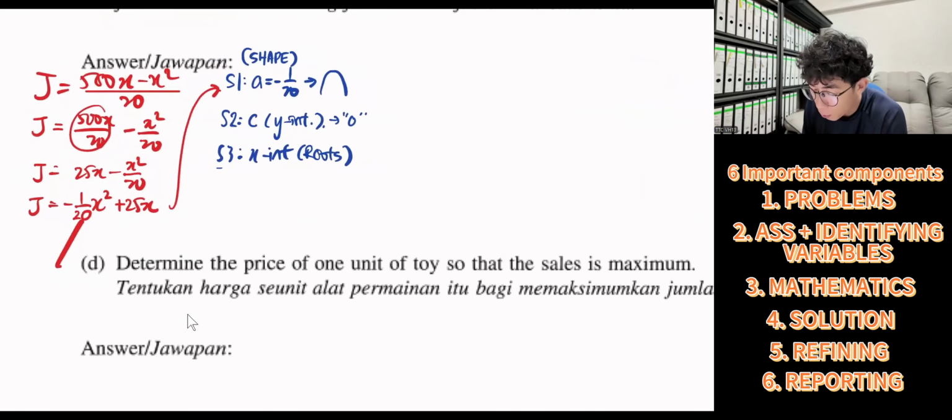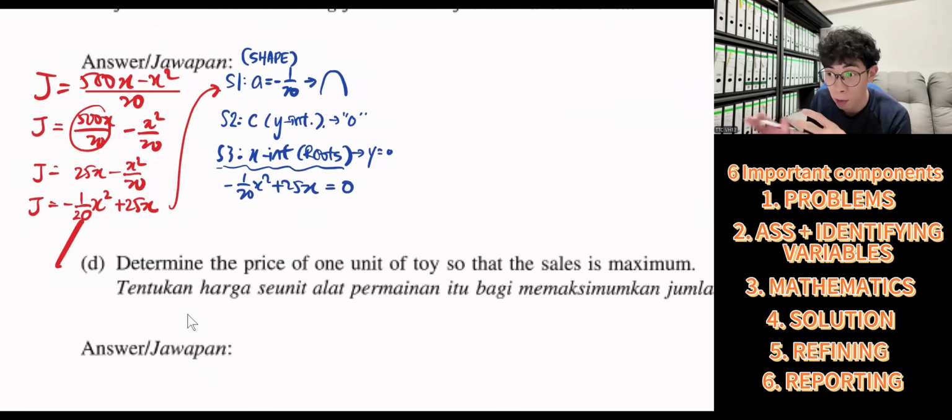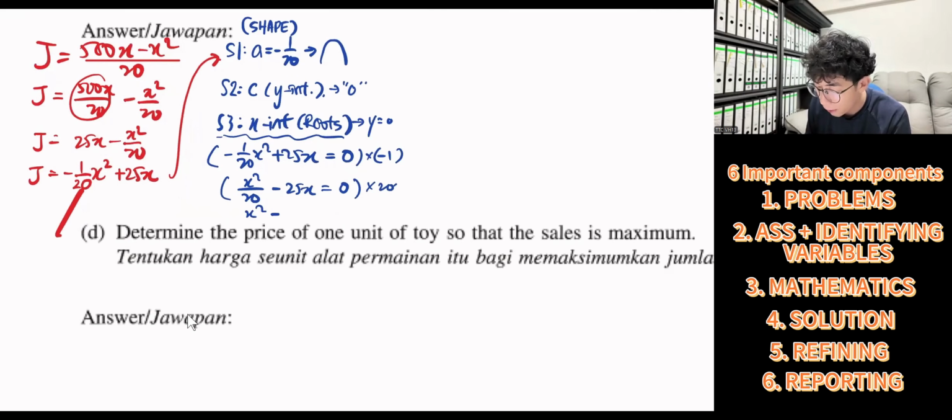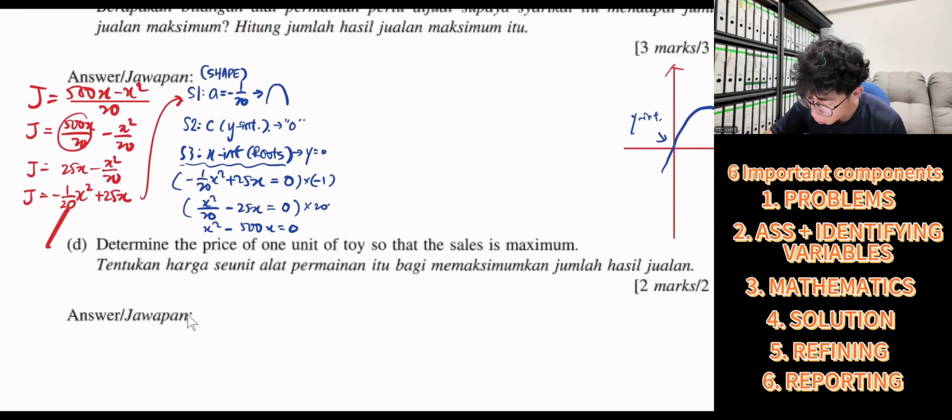So the next one, let's say I want to do my x-intercept. It will be -1/20 x squared plus 25x. I'm showing you the reason, everything equals 0 because you're going to do y equals 0. Of course, I cannot stay like this. I have to make sure my calculation is all proper. So it will be x squared over 20 minus 25x equals 0. Everything times 20. First I times negative: -1. Then I times 20, it becomes x squared minus. So continue explaining, eventually you will get x.